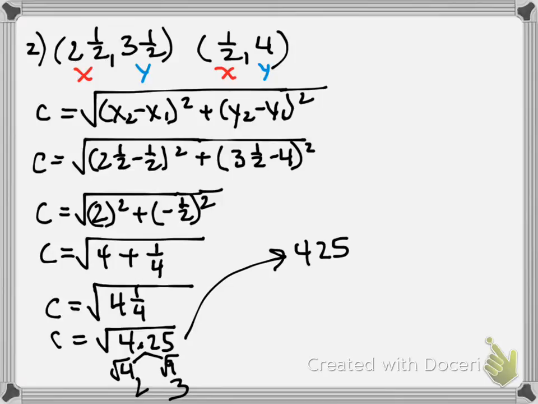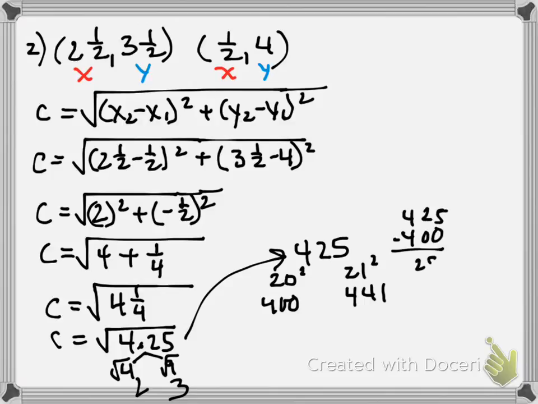So we got 20 is 400. And what's 21? 441. So let's see which one's closer. Let's do a little subtraction. This one's 25 away. Oh, this one's only 16 away. So what's going to be the better estimate? Higher. Okay, the higher one. So really, we're going to look at this as being 2.0 versus 2.1.